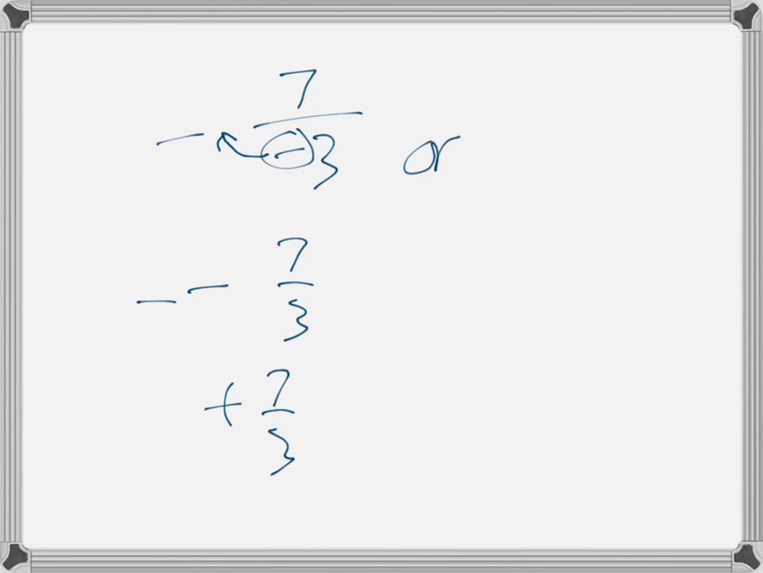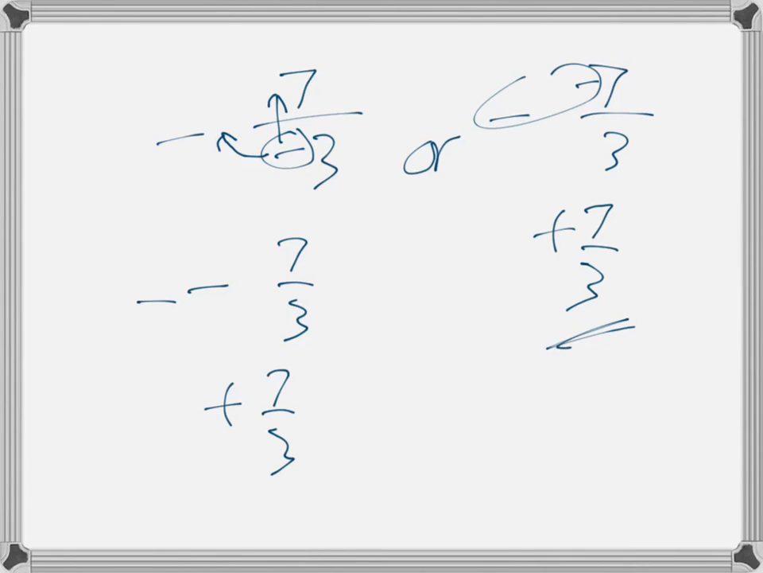Just think about normal, if I had 7 over negative 3, and I said, I want to get rid of that negative. There's a couple things I could do. I could just move it out front, and then 2 negatives would be there, and that's positive. Or I could say, no, I want to move that minus up there instead. Again, 2 minuses make a plus. Same answer in the end.